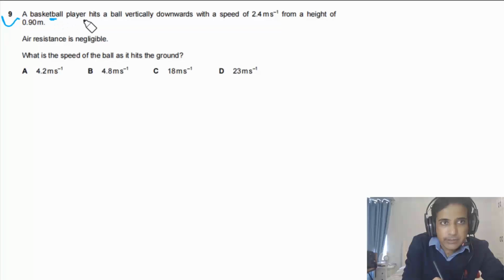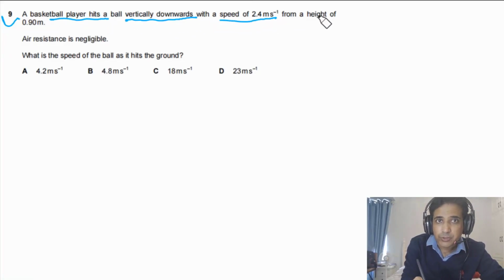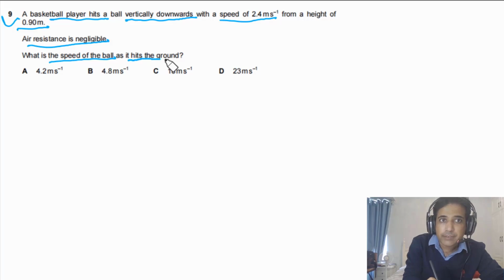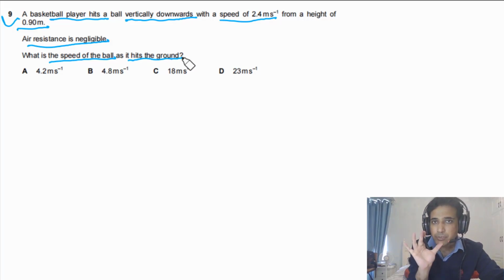Question 9 says a basketball player hits a ball vertically downwards with a speed of 2.4 meters per second from a height of 0.90 meters. Air resistance is negligible. What is the speed of the ball as it hits the ground? A little bit tricky but quite straightforward question.